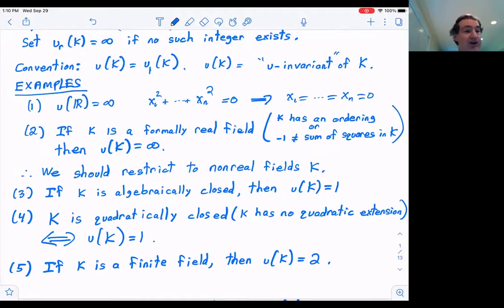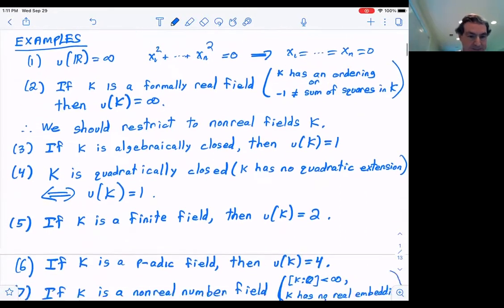Okay, a finite field is the next easiest example for this question. If K is a finite field, the U invariant is 2. This is the well-known theorem that any quadratic form over a finite field in at least 3 variables has a non-trivial 0. There are many ways to prove this. There are some easy counting arguments, I think.